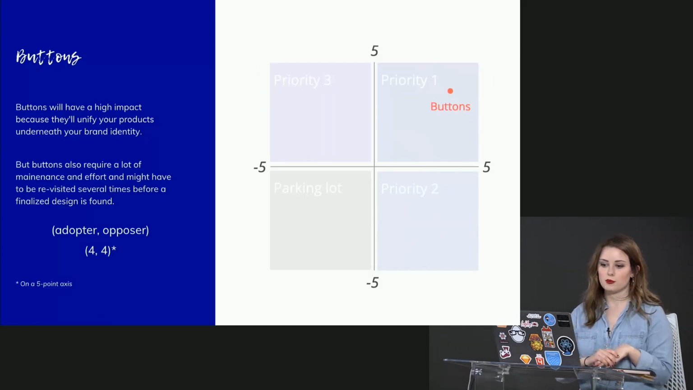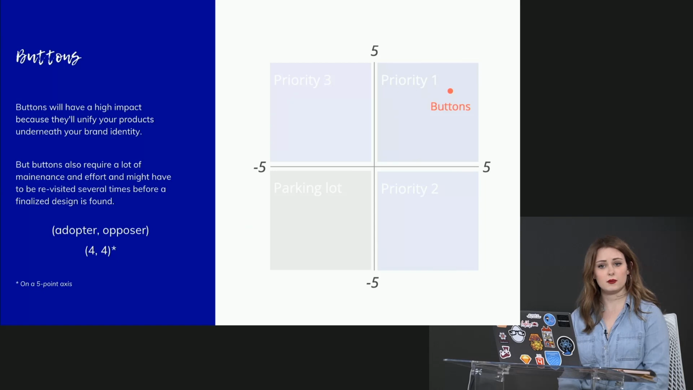So let's take a little example. So buttons, let's say we go through this whole process. We have our designers, our engineers, our product managers all take this survey, and let's say we get an average score of 4 out of 5 points. It'll put it up in this upper right quadrant, priority 1.